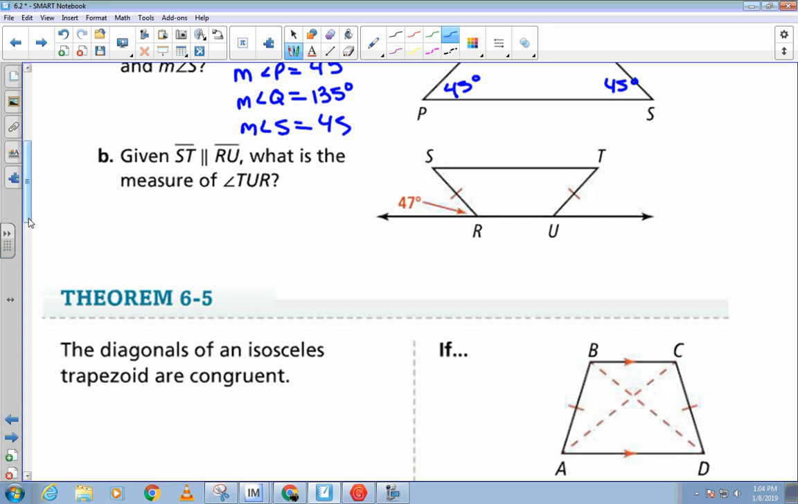Given ST is parallel to RU, what is the measure of angle TUR? Now, before you answer this, what is this shape? This quadrilateral, STUR. It is a trapezoid, it's just turned upside down, right? You still have the parallel sides. It is not just a trapezoid, but an isosceles trapezoid. Okay. Alright, so I want to find TUR. So what am I going to have to find first? SRU, and I heard somebody say they're a linear pair, so I'm going to have to do 180 minus 47, 133. So this angle right here is 133, which makes TUR what?